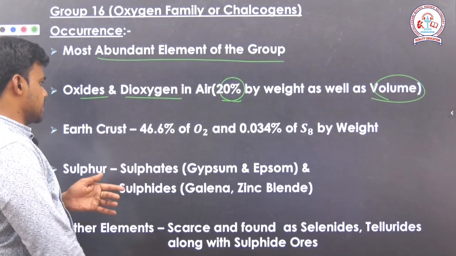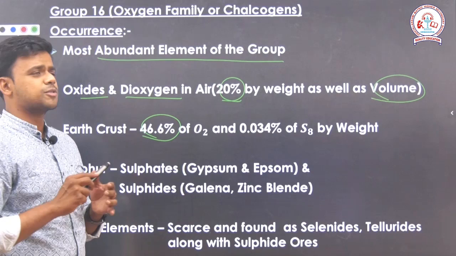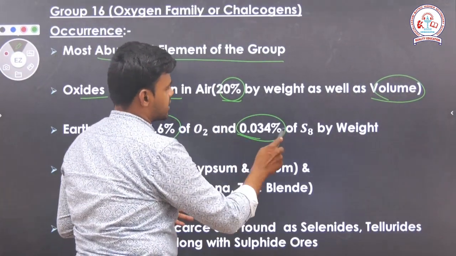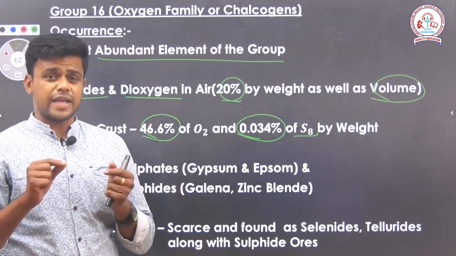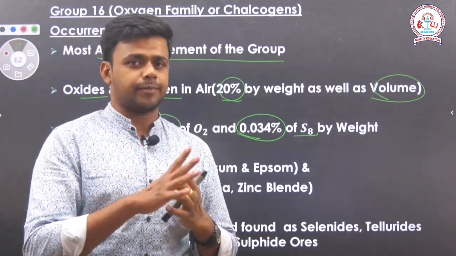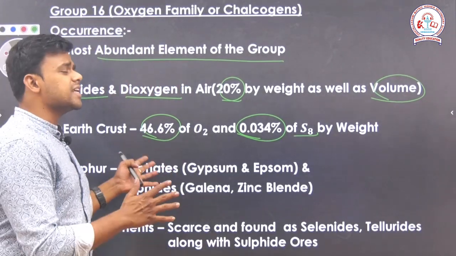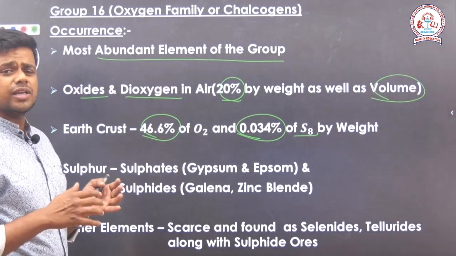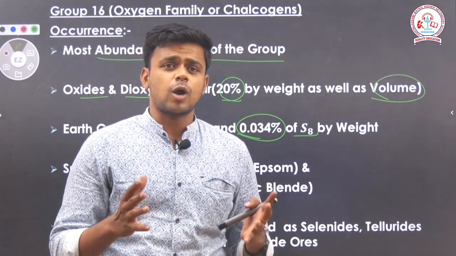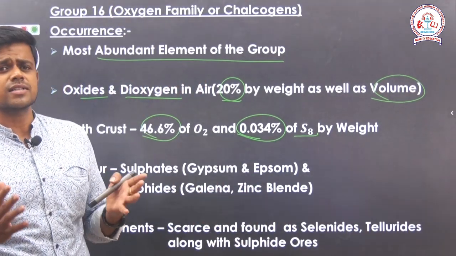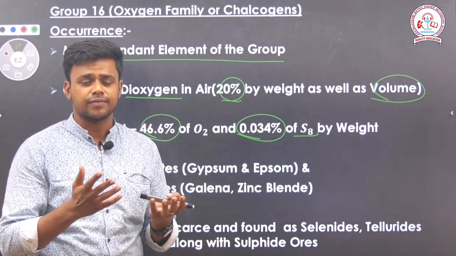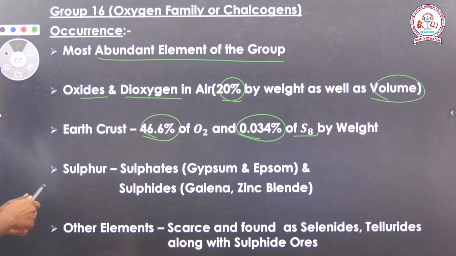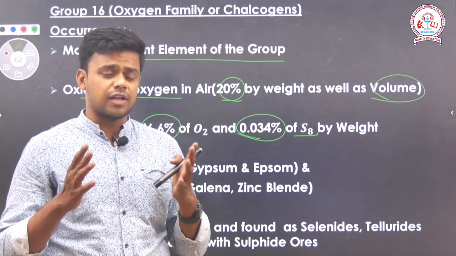In the earth crust, it occupies 46.6 percent of O2 and 0.034 percent of sulfur. That sulfur exists as polyatomic S8. These percentages are given in terms of weight. Obviously, most of the rocks contain carbonate. If it has a carbonate, it must have oxygen in it. Then the sulfur also exists in the form of sulfates and sulfides.